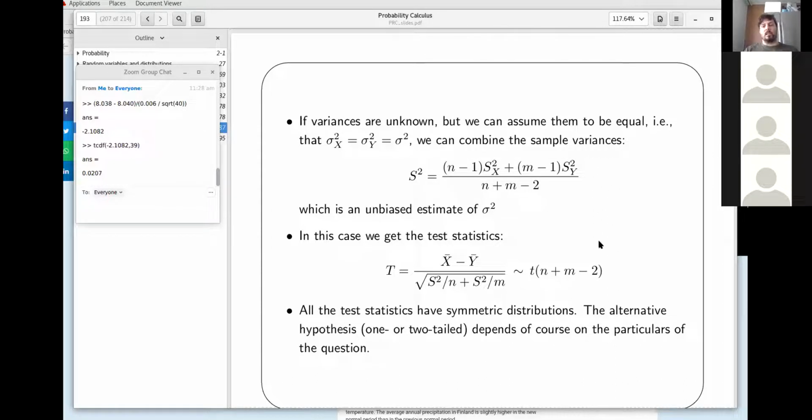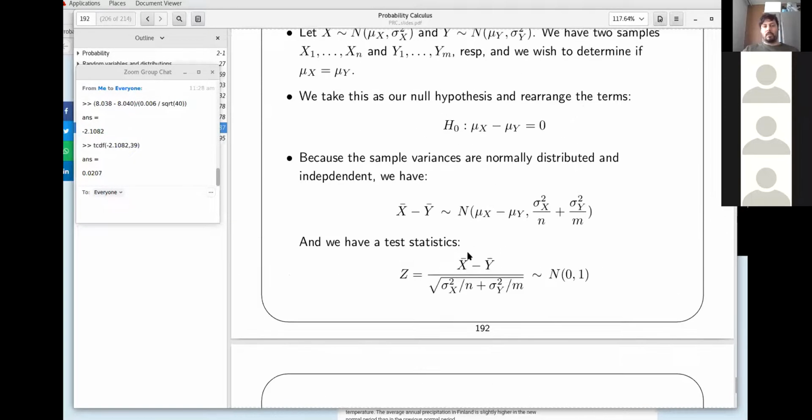The problem comes in if we cannot assume either that we know the variances or that they are equal. If we try to use S squared in place of the sigma squared, then we run into trouble, because then we cannot really say that this is, for instance, t-distributed. That's the problem here. If the variances are radically different, then this is a very pathological distribution that we get. We cannot follow the t-distribution.